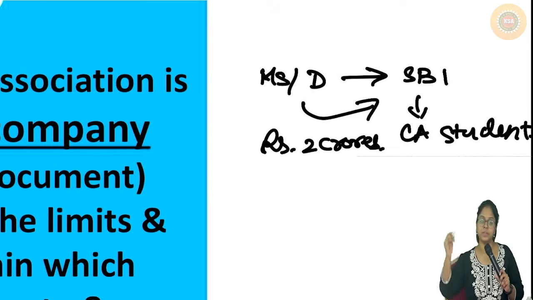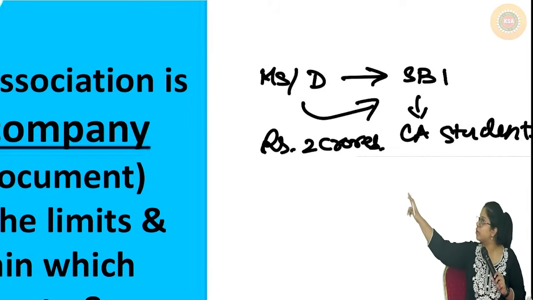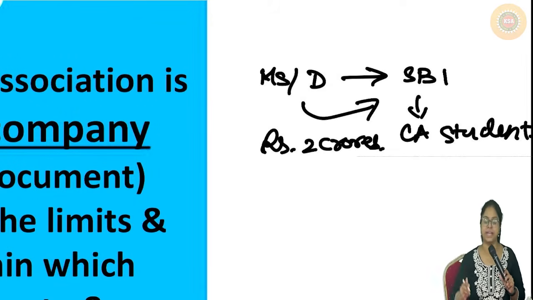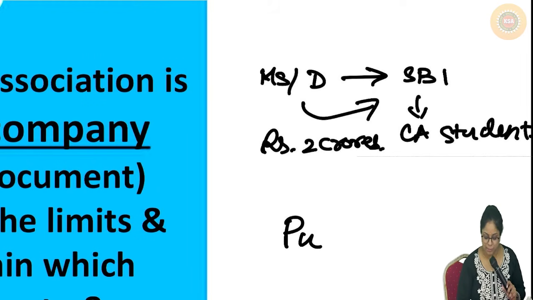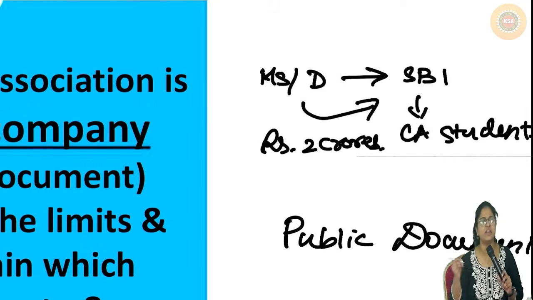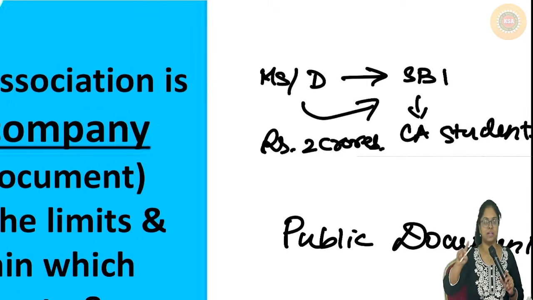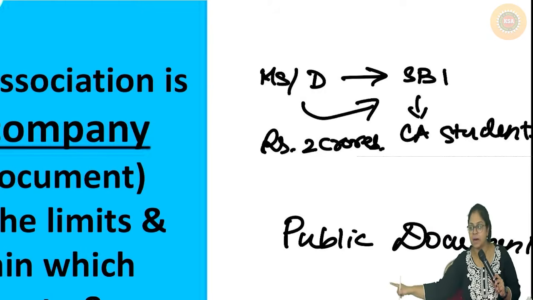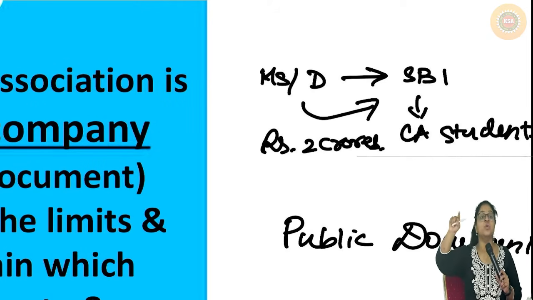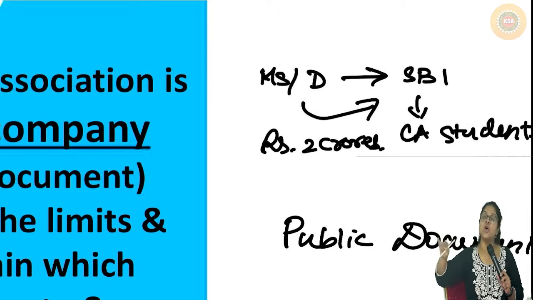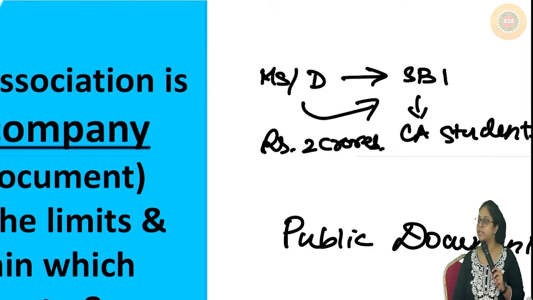Can I go to the court? I will not be able to go to the court, because even if I go to the court, they will tell the same thing. Are you mad or what? Because MOA and AOA of any company is a public document. What do you mean by public document? Public document is nothing but these are freely accessible. You can go to the MCA website and download the MOA and AOA of Reliance. So every person who is entering into a contract with any company, it is assumed that you would have read the MOA and you know that the company can or cannot do this particular activity.